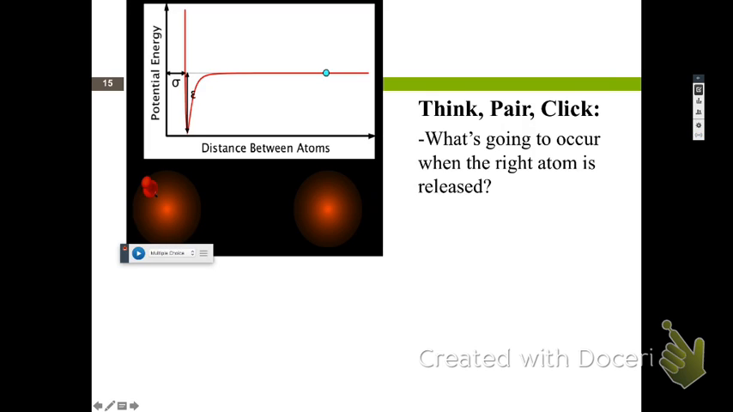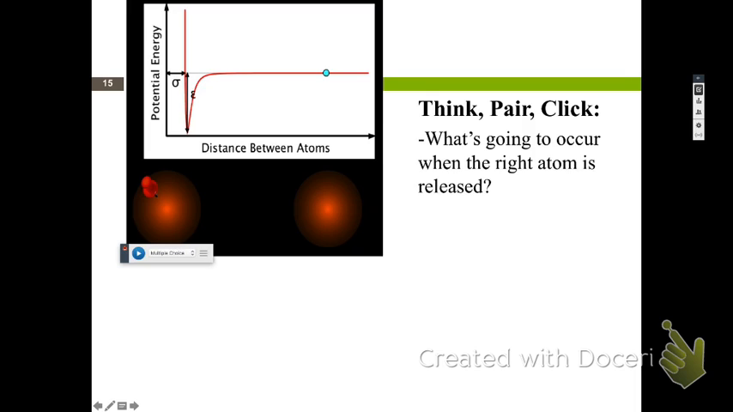So I want you to think about, let's do think, pair, share. That means think on your own for 20 seconds, then talk to the person next to you, and then I'll ask for some share outs. What's going to happen when we release the atom on the right? So think about it on your own first, then you're going to talk to the neighbor, and then I'm going to ask for volunteers. So you can put your hands down because if it's about this, I'm not going to hear from individuals yet. I'm just trying to figure out what you want to clarify?